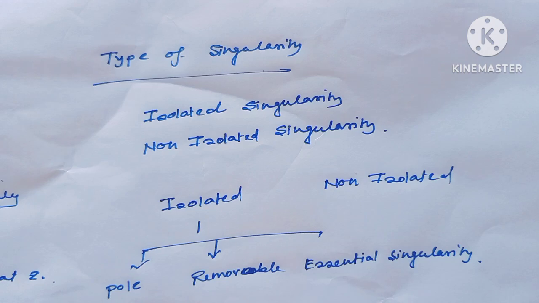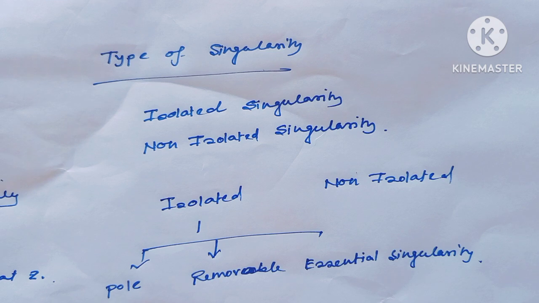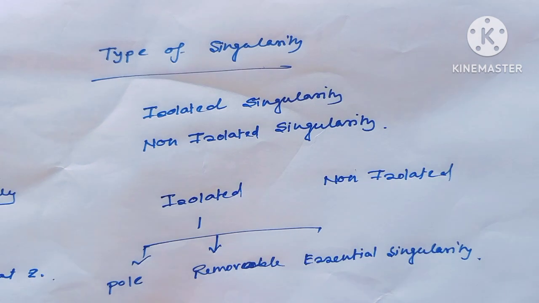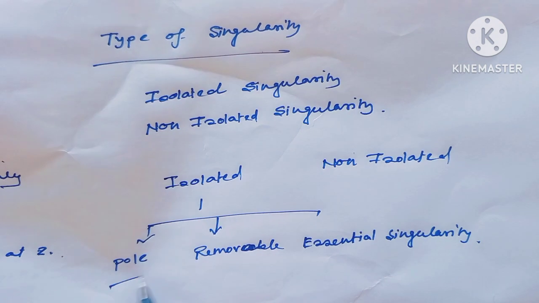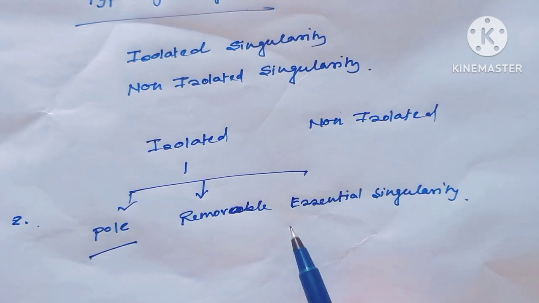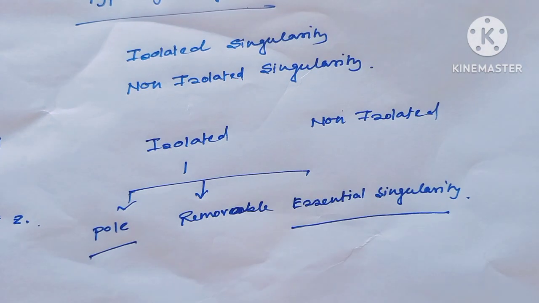Today's goal of this lecture. In my previous video, I had seen types of singularity. There are two types: isolated singularity and non-isolated singularity. And isolated singularities are of three types: pole, removable singularity and essential singularity. In my previous video, I had discussed what a pole is and what an essential singularity is.